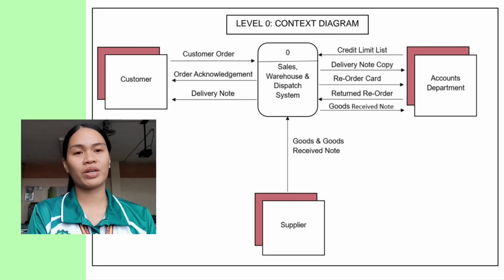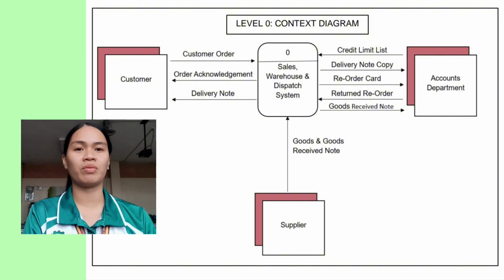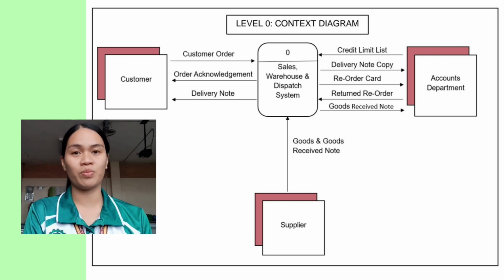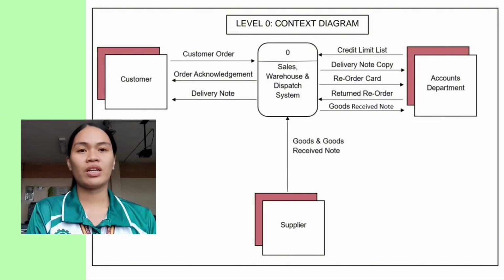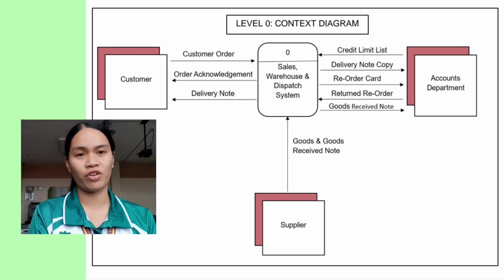For the accounts department, it plays an important role in monitoring and financial matters. Every week, the accounts department sends a credit limit list to the system. This list helps identify which customers have reached their credit limit and should not be allowed to place new orders. The system will send a delivery note copy, which will be used for invoicing.